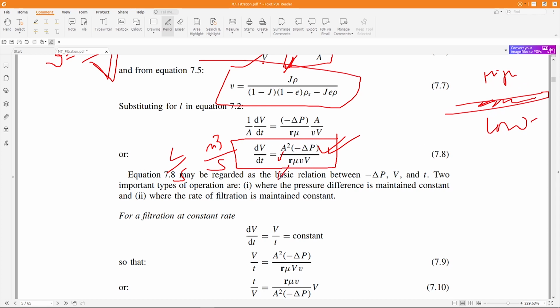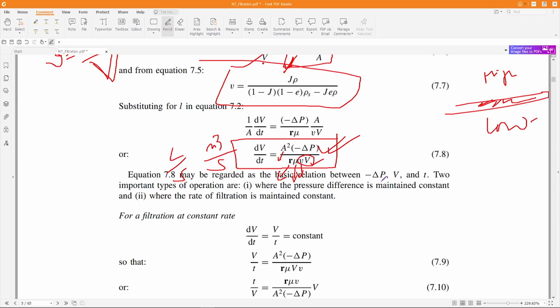R is the resistance by the cake. It is constant for incompressible cake. Mu is the viscosity of the filtrate. This is what? This is the volume of the cake divided by the volume of the filtrate, right? This is the volume of filtrate. This multiplication will give you the volume of the cake.